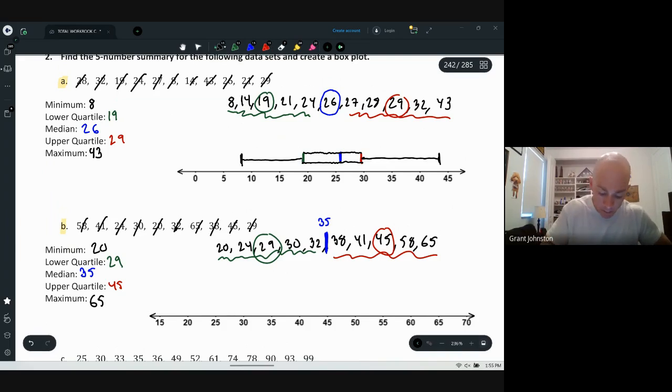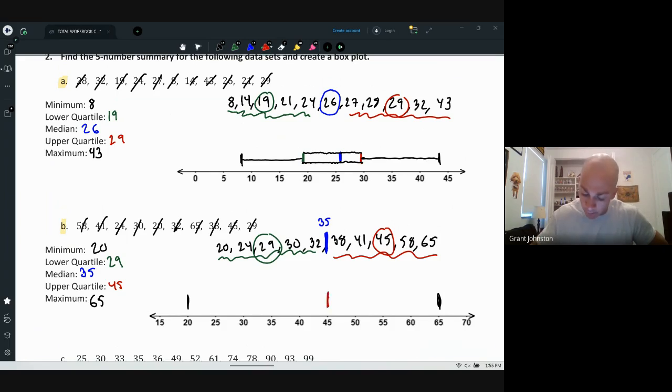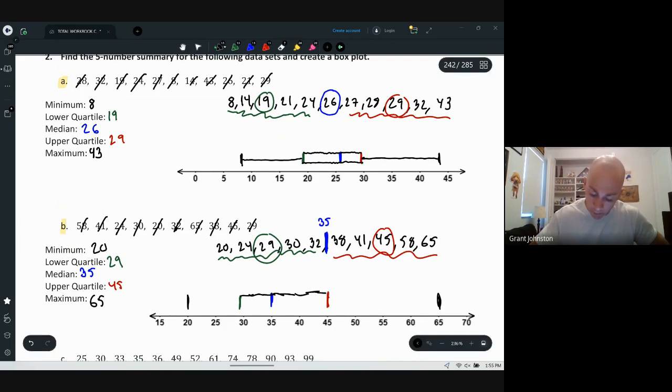So 20 minimum, maximum. I'll use the same color coordination here. 45 for the upper quartile, 35 for the median, and then 29 there. So the box is from the lower quartile to the upper quartile. And then the rest.